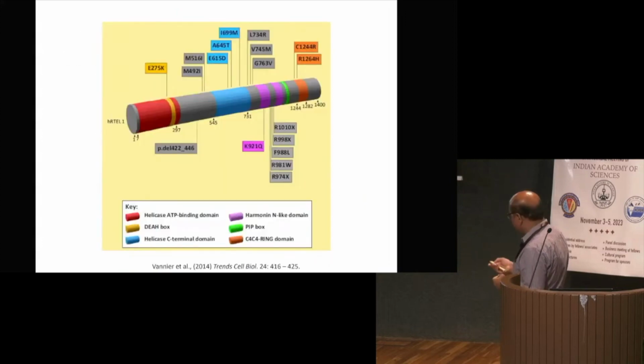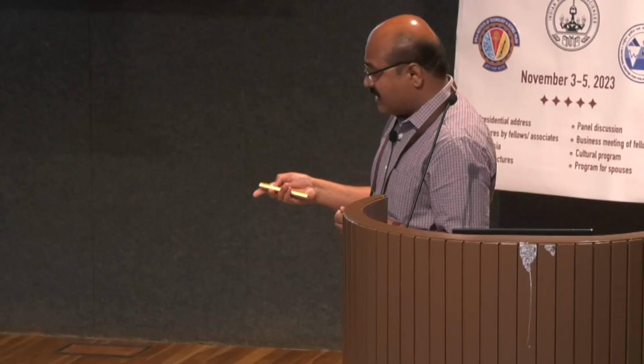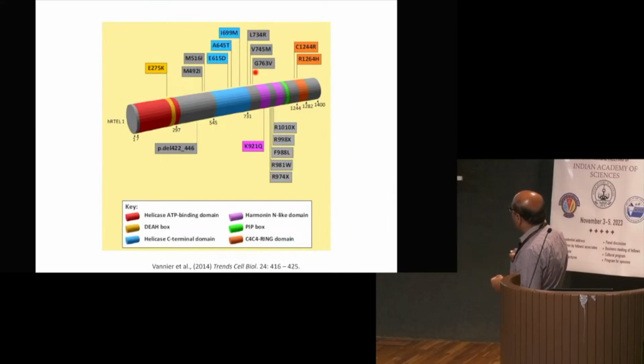RTEL1 genetic mutations lead to two disorders called Hoyeraal-Hreidarsson syndrome as well as dyskeratosis congenita. These are developmental disorders with various clinical features, including premature aging and bone marrow failure, and patients are also susceptible to developing glioblastoma. So far, about 25 mutations have been identified in these patients, spread across the entire helicase. These are all point mutations, missense mutations. Now we are trying to understand the functional defect associated with these mutants, and how they function in suppressing HR as well as in taking care of the replication problem.